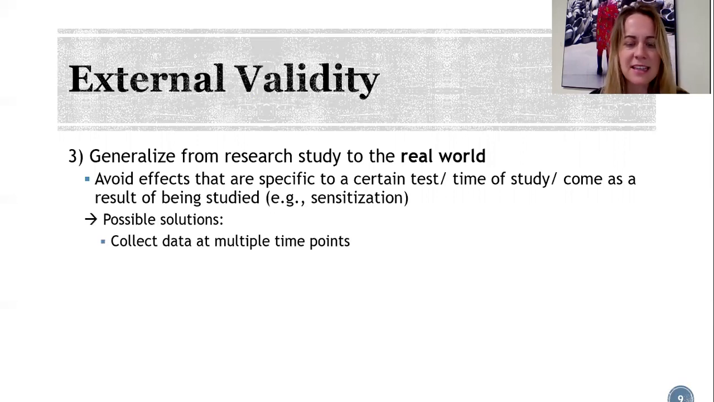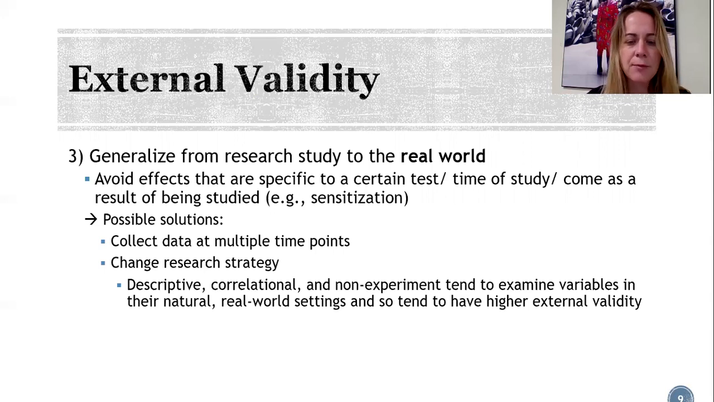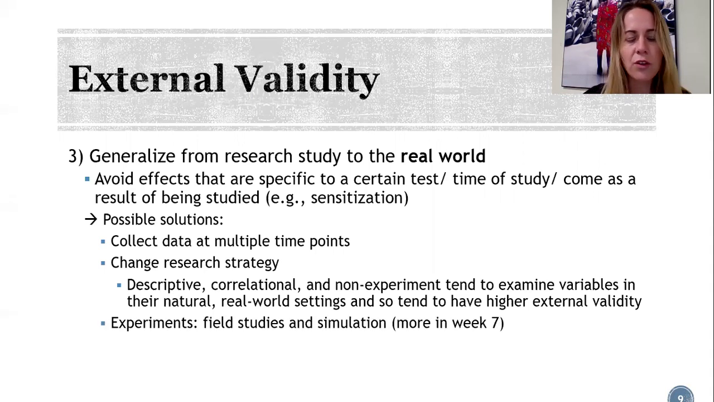Possible solutions to this are to collect data at multiple time points. This would allow us to be sure that our results are not specific to a particular time that we test people. Another solution may be that rather than using an experiment, we may want to shift our research strategy. Descriptive, correlational, and non-experiments tend to examine variables in their more natural real-world settings, and so they tend to have higher external validity than experiments. Although there are ways that we can increase the external validity of an experiment, we'll be talking about that more in week 7.